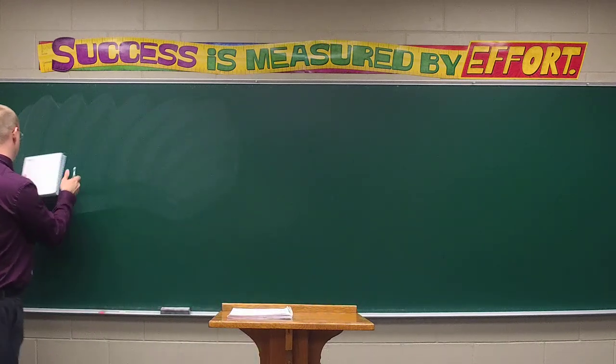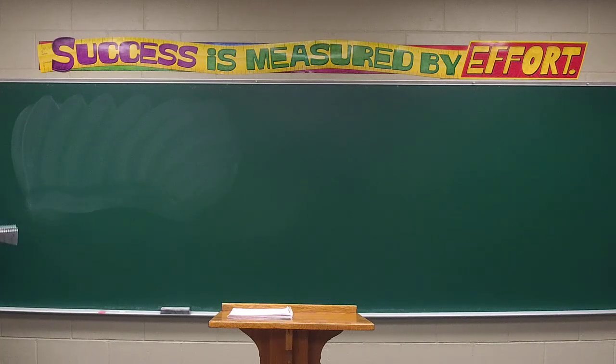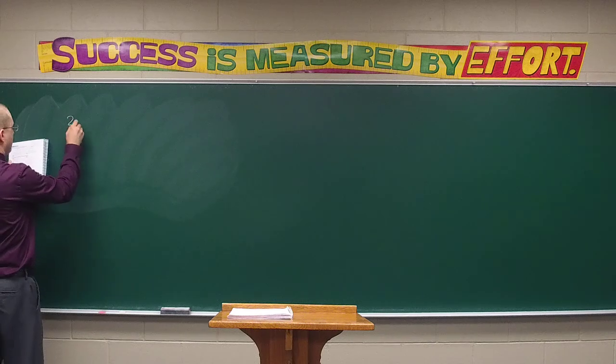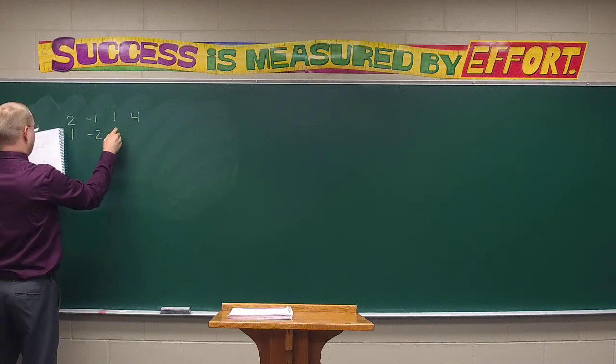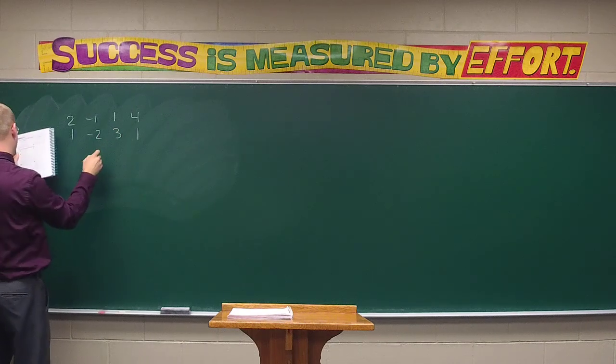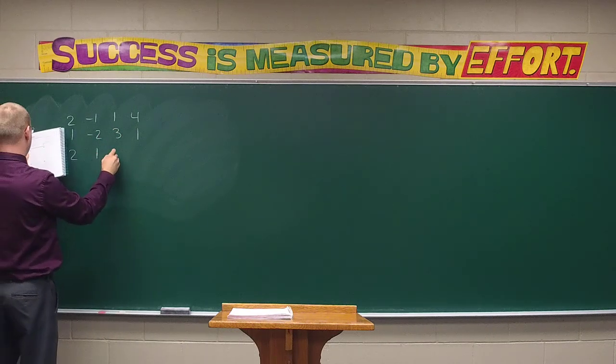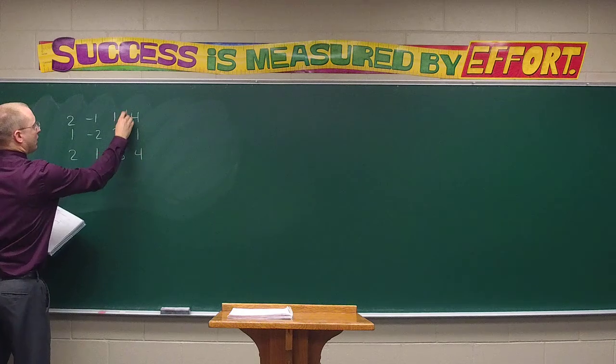Copy down the matrix for number 3, and tell you what, as you're writing it, tell me what we're writing here, Maddie. 2, -1, 1, 4. 1, -2, 3, 1. 2, 1, -3, 4. All right.